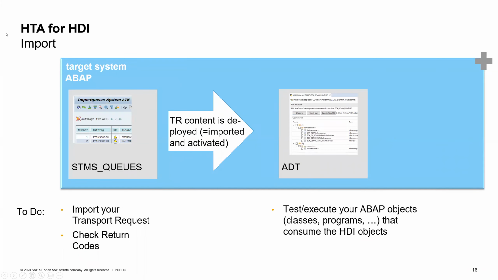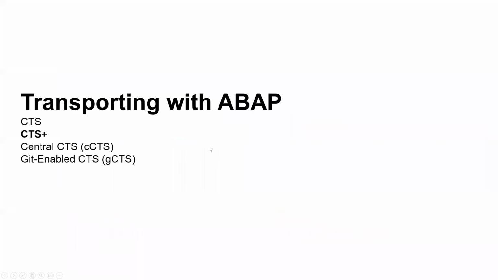The import side stays as simple as it always was. So you would go for the STMS queues, go for your system, check the transport request and decide what has to be imported. And then you can go to ADT again and execute your ABAP objects and test cases and whatever you might need to do. Okay, so that was it for pure ABAP.